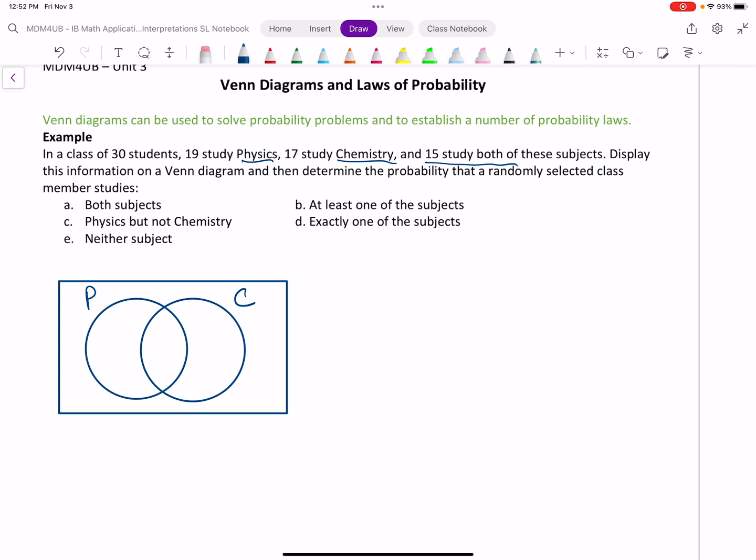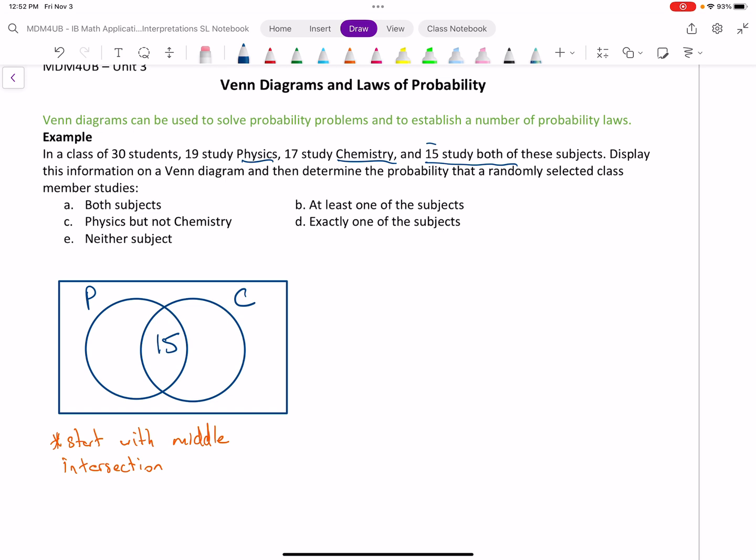So when we draw this, we always need to start with the middle intersection. And then we're going to make our way out. So the middle are the 15. So we know that the intersection, there are 15 people.